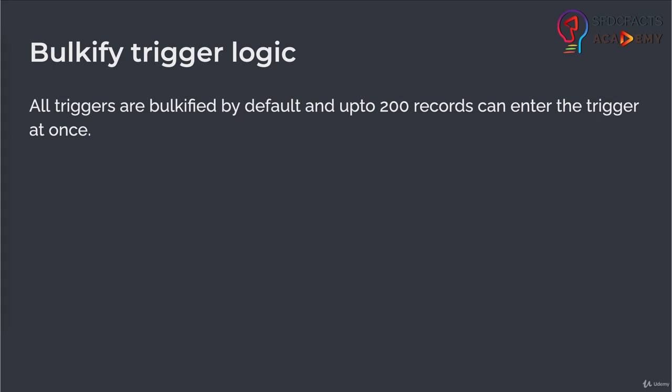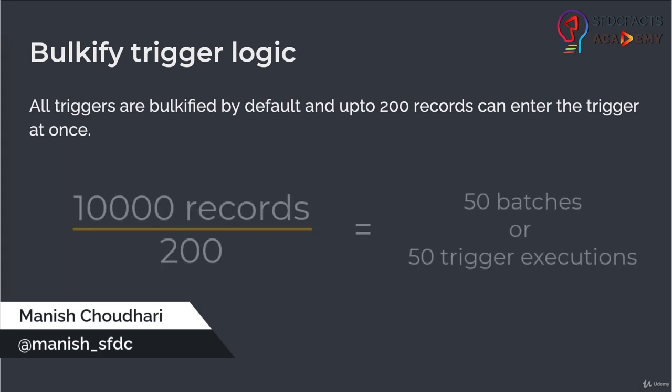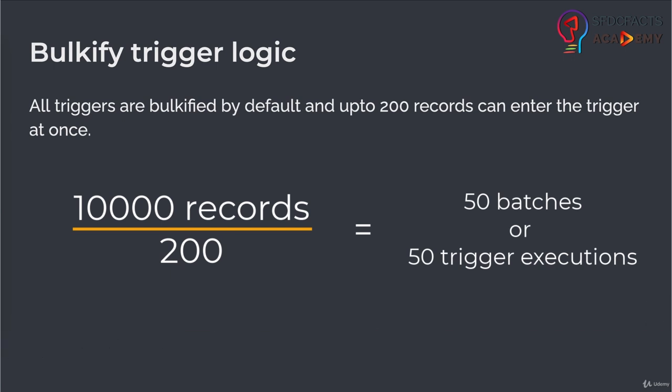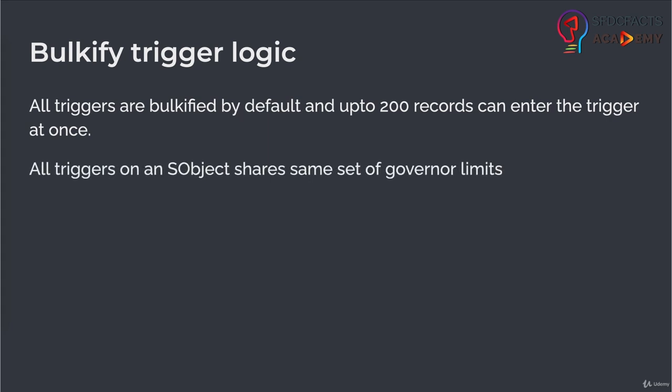So if you are updating 10,000 account records at once, then Apex will divide these 10,000 records into batches of 200. This means your 10,000 records will be divided into 50 different batches, and all these 50 batches will share the same set of governor limits. So it's very important that whatever you write in your trigger is bulkified. And as I said, even if you have multiple triggers on the same object, these triggers also share the same set of governor limits.